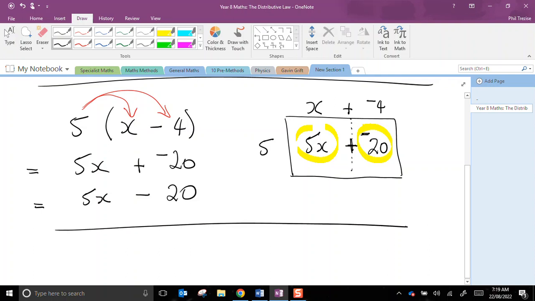There we go. That's the expanding or multiplying when things are in brackets, also known as the distributive law.